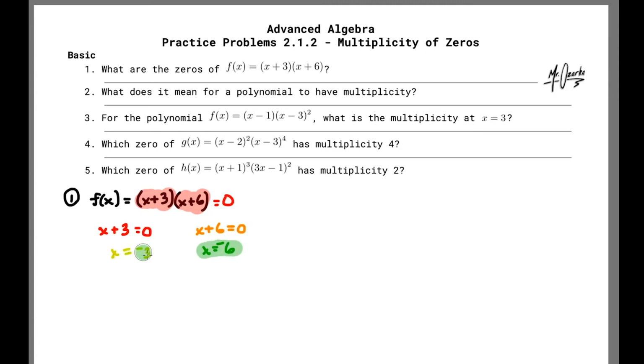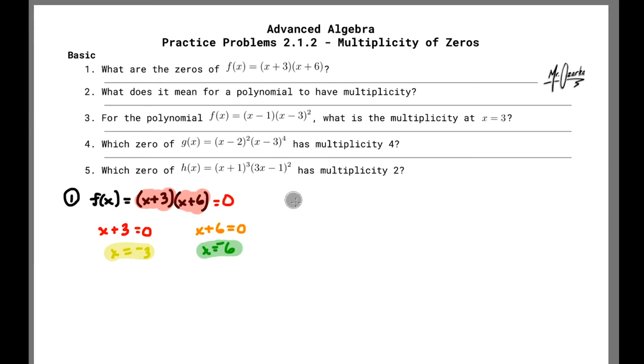So that's basically the answer for number 1. Versus what are the zeros? You just set that equal to 0 and then set each individual factor equal to 0. You're going to be doing a lot of that in this practice problem set, so definitely get used to that.